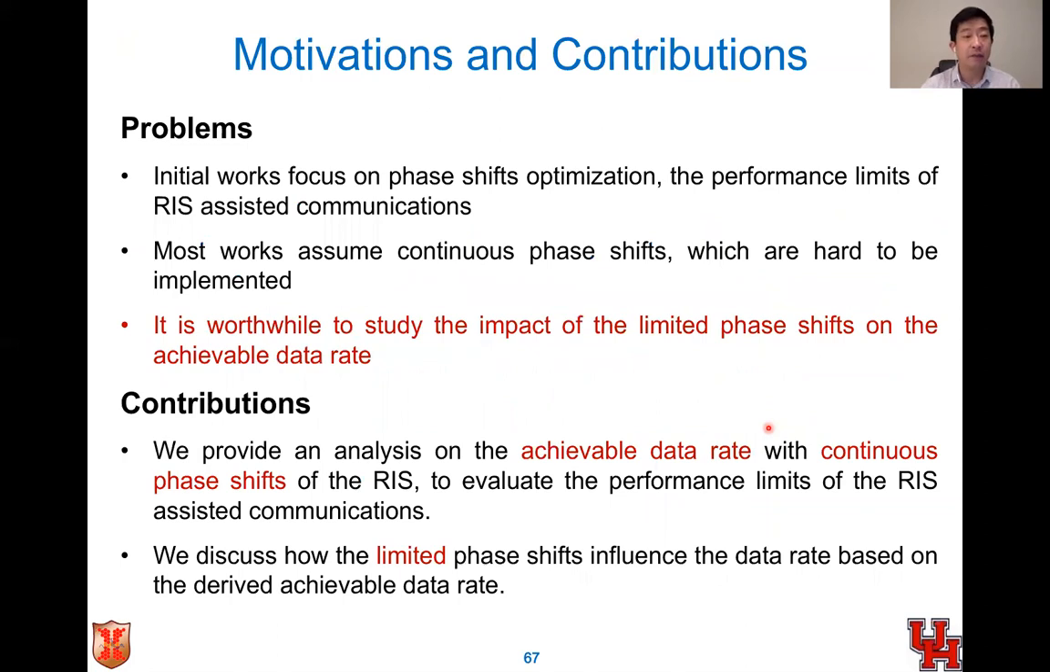Okay. And the problem is that the initial work focused on the phase shift optimization, they typically have the performance limitation of RIS. It's worth studying the impact of limited phase shift because in practice, it's the case. Typically, most of the paper assumption is that it's a continuous one. But we want to say, how many discrete ones are sufficient? So this gives design engineers a kind of guidance on how many component bits we need to put together. And the contribution is that we provide the analysis on the achievable data rate with a continuous phase shift on RIS and also discuss how the limited phase is affected.